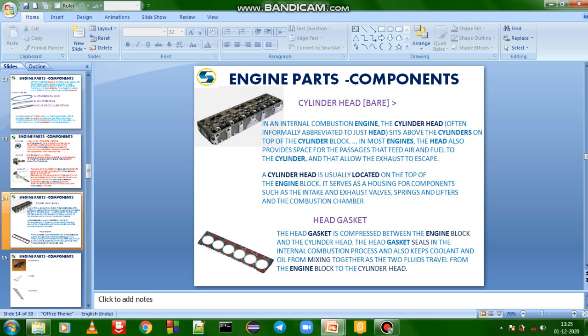A cylinder head is usually located on the top of the engine block. It serves as the housing for components such as the intake and exhaust valves, springs and lifters, and the combustion chamber. Head gasket. The head gasket is compressed between the engine block and the cylinder head. The head gasket seals in the internal combustion process and also keeps coolant and oil from mixing together as the two fluids travel from the engine block to the cylinder head.